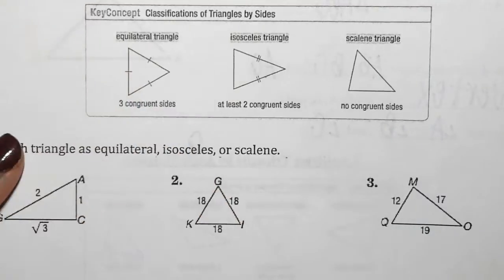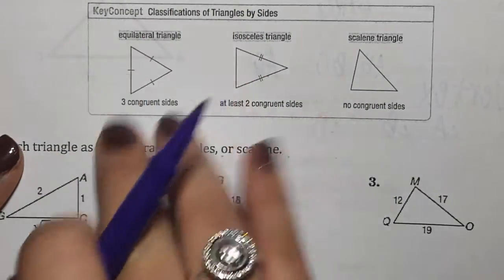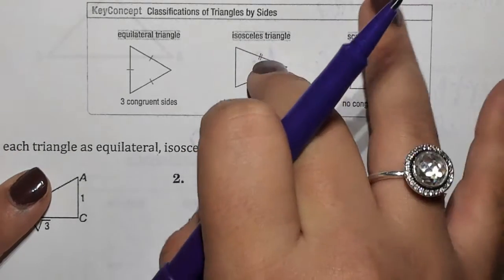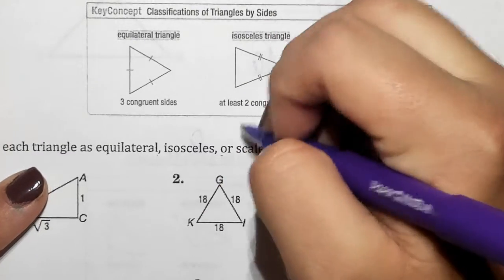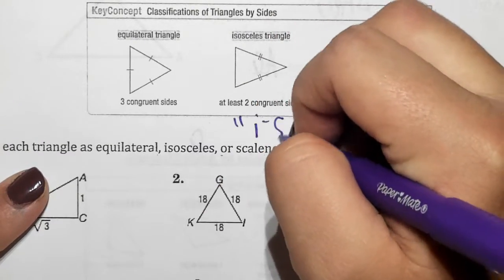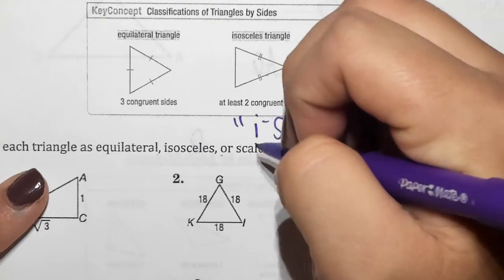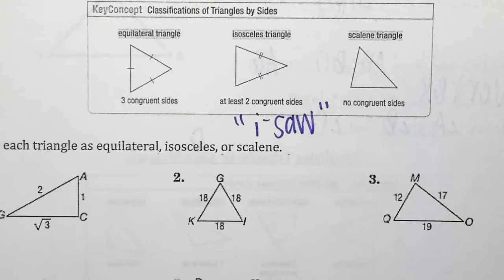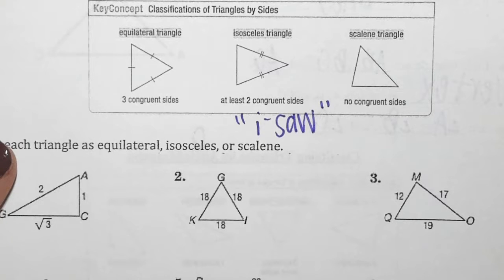Here's my tip as to how to remember these three. Equilateral is easy because it's closer to equal. Isosceles, think of I saw another side that was the same, which means two. Okay, it's just a little trick if you need help remembering isosceles. And then scalene, I haven't come up with a clever way for that yet. It's just the other one. It's not equal, it's not two, so it's the other one.